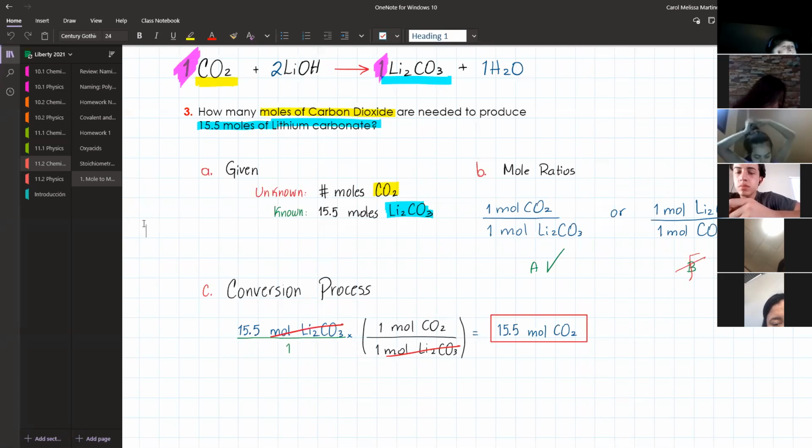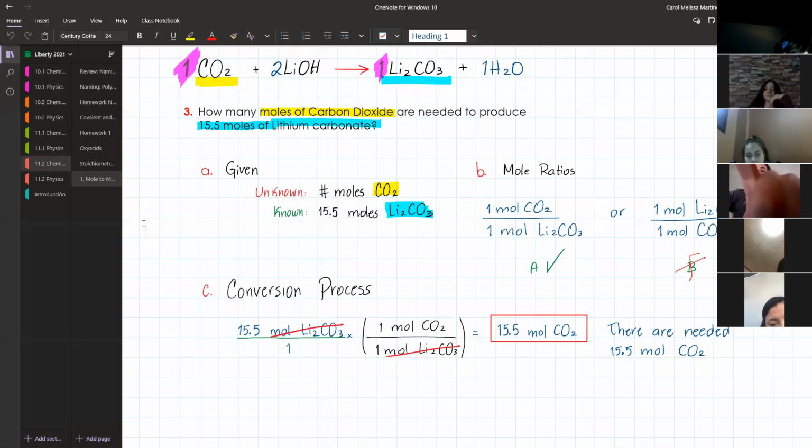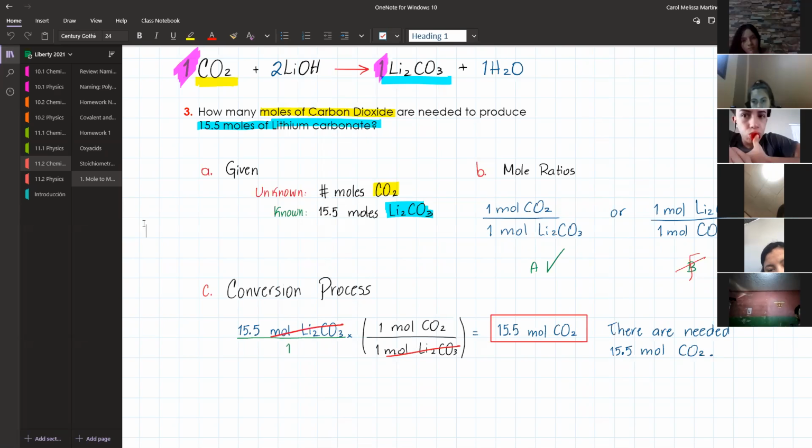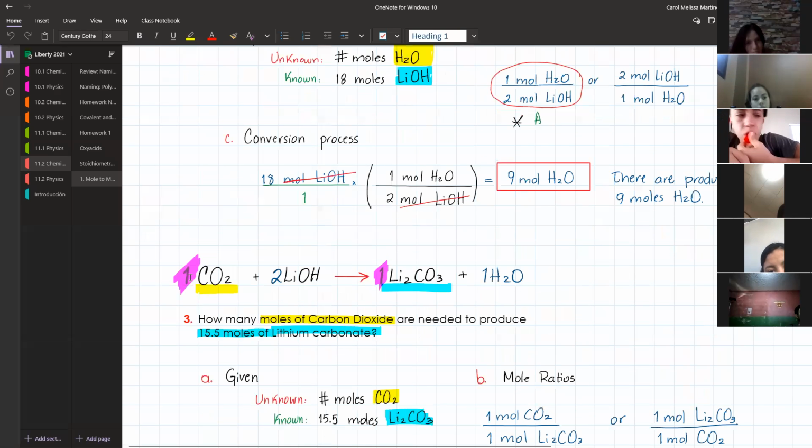The question says, how many moles of carbon dioxide are needed to produce? So I answered the question. There are needed 15.5 moles of CO2. Like that. As you can see, the process is very simple, okay? You are just using mole ratios. Remember that you have to relate the substances provided by the question. So in the question, you're going to have the given and the unknown.